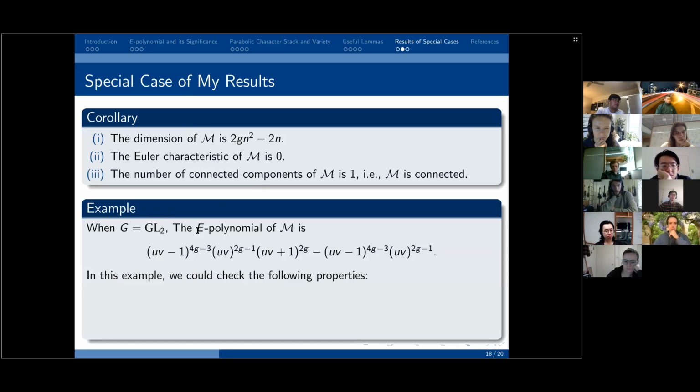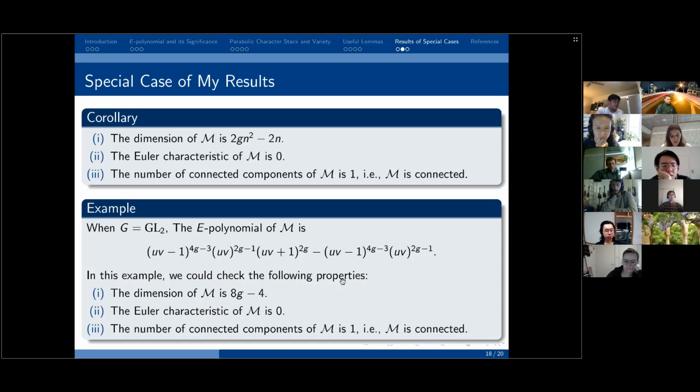And we can check these three corollaries with this GL2 case. In the GL2 case, the E-polynomial of M is computed like this. And we can check that the dimension is 4g minus 4 because its total degree is 4g minus 4. And each Euler characteristic is 0, because by inserting 1 into this u times v, this term vanishes, and this term also vanishes. And its leading coefficient is 1, so the number of connected components is also 1.